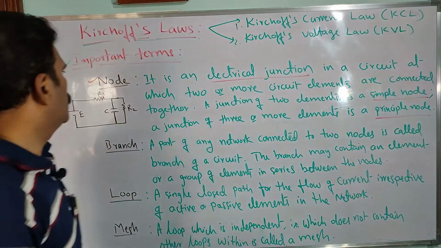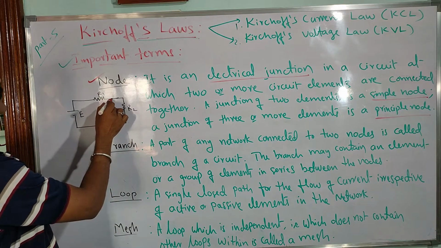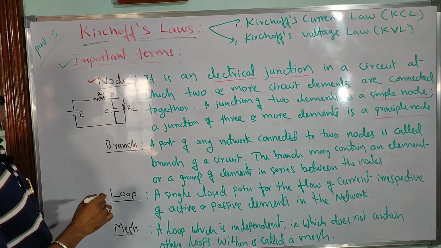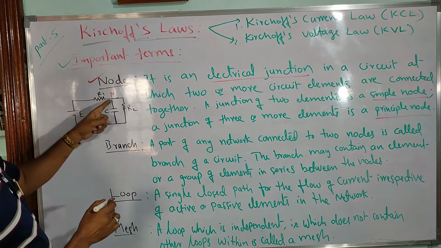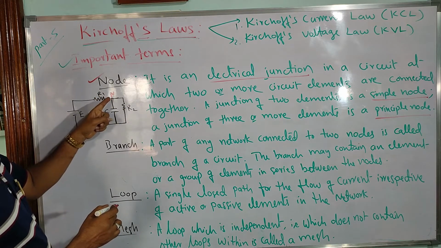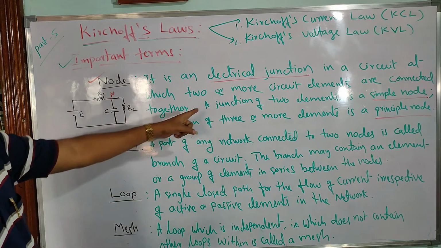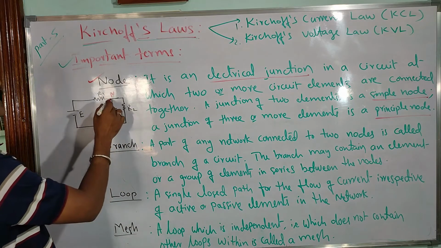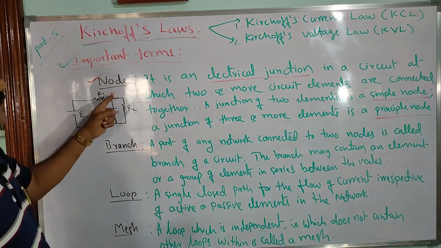First of all, you have to consider a junction. In this circuit, this point is a junction. It acts as a node, because three elements are connected at this point: R1, R2 and the capacitor. So this acts as a node in the circuit. Further, a junction of two elements is a simple node. Here this junction is not a simple node because three components are connected; it is a principal node.